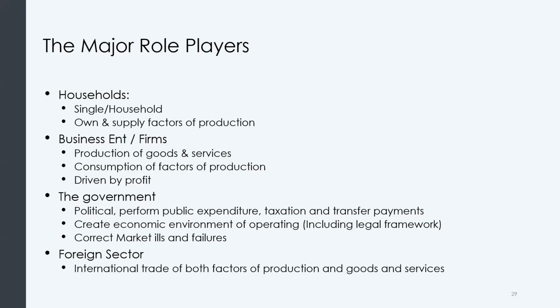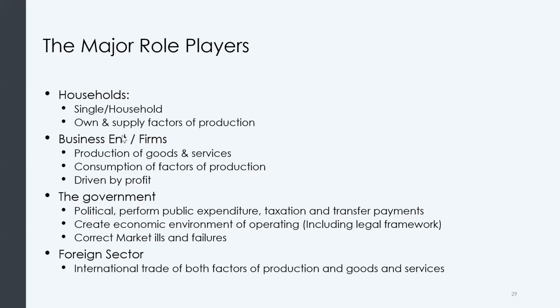It is the households who are the owners of land. They might not use the land, but they are the owners of the land, which means that they will rent the land out to businesses. They will rent the land out to governments and so on, but they are the owners of the land.